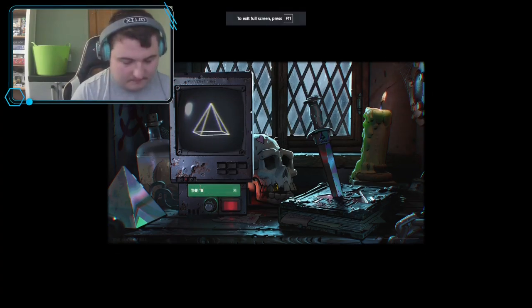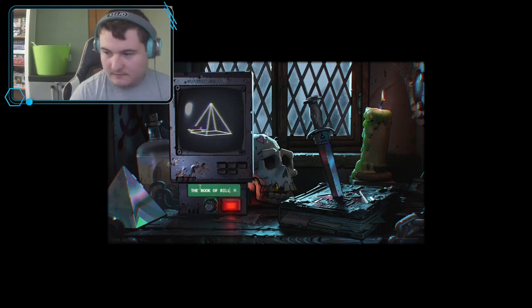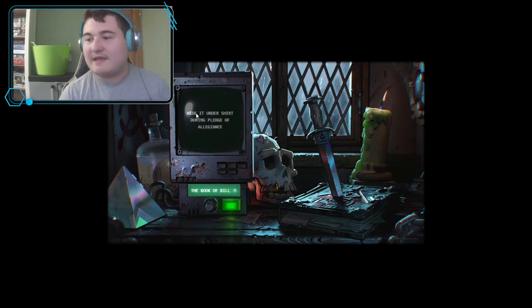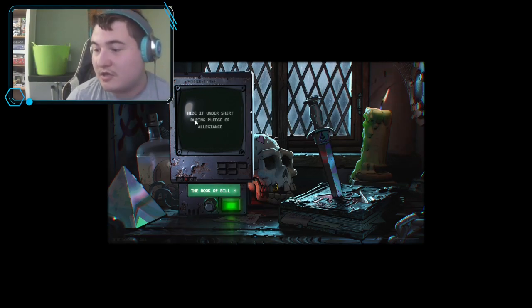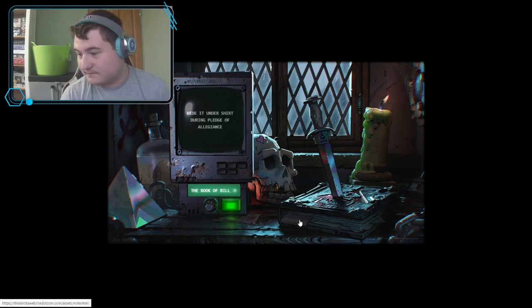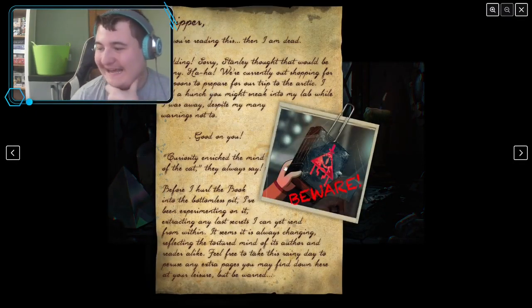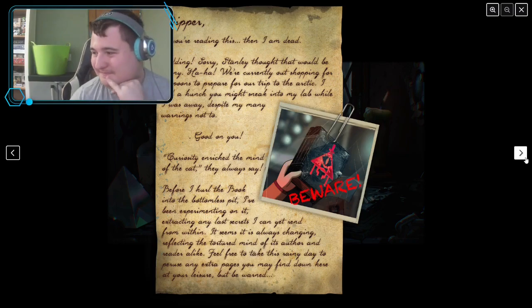The Book of Bill. Hidden in under the shirt during the Place of Allegiance. Oh. Okay, we're getting more now.